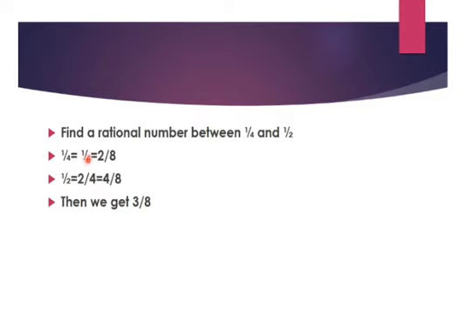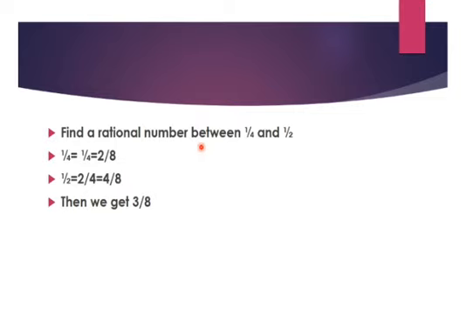If you try to find a rational number between 1 by 4 and 2 by 4, it is not possible. Then we multiply both numerator and denominator with 2. We get 1 into 2, 2, 4 into 2, 8. We get 2 by 8. In that same way, we multiply the numerator and denominator of the second rational number. 2 into 2, 4. 4 into 2, 8. We get 2 by 8 and 4 by 8. Then we get 3 by 8 between these two rational numbers, 2 by 8 and 4 by 8.